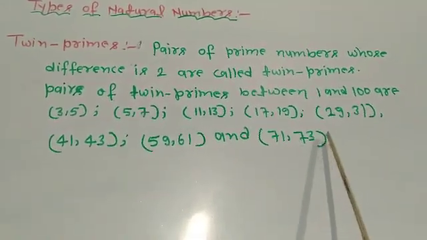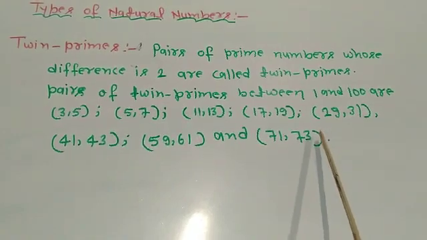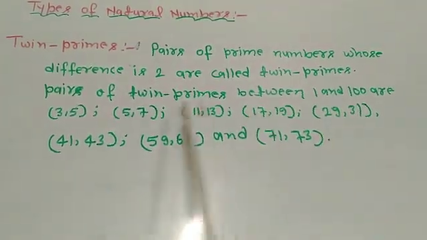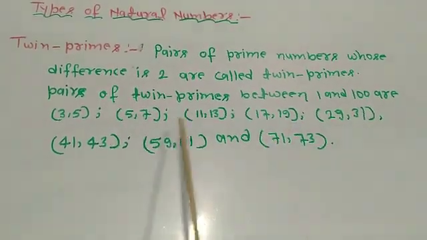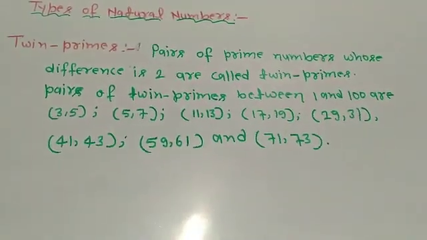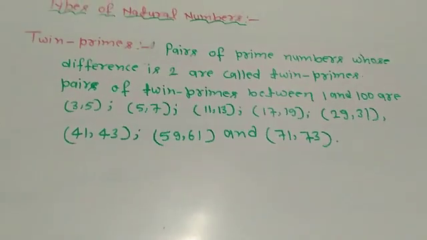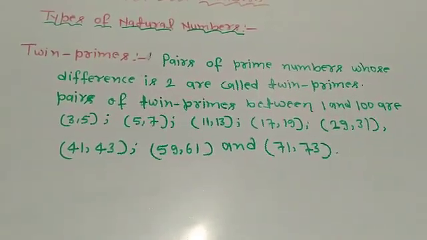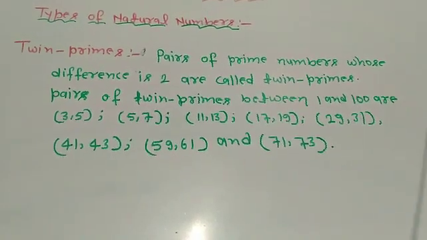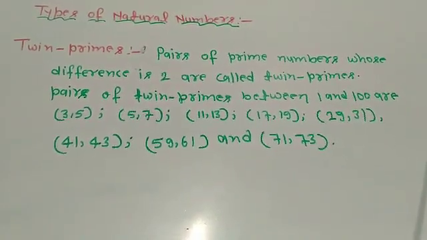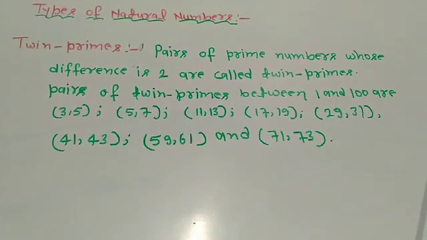How many twin primes are there between 1 and 100? 1, 2, 3, 4, 5, 6, 7, 8. 8 pairs. Okay, so these are twin primes, a pair of prime numbers which differ by 2.